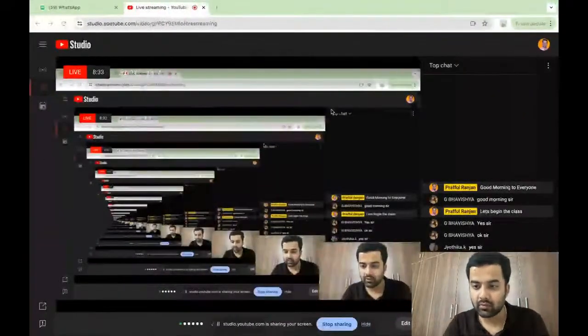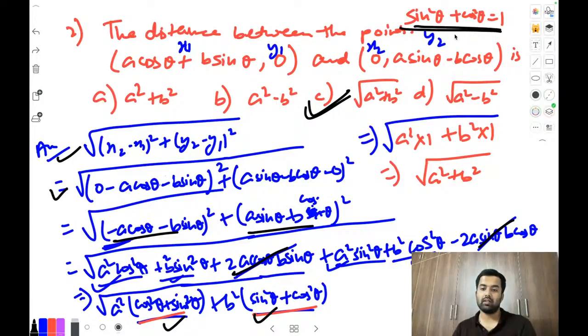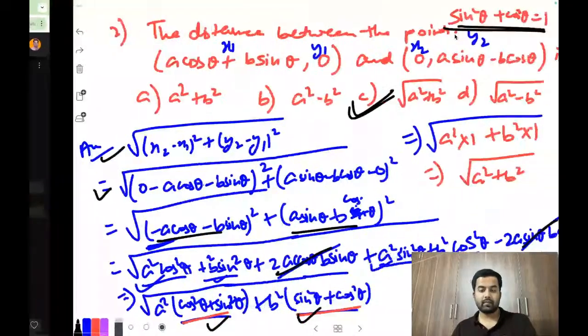Let me check others. Nobody got the answer. Okay, C option. Understood this one? What we did? We just kept in the distance formula. We expanded based on a minus b whole square. This one and this one cancelled out. These two things got cancelled, and we took a square b square common here. And you know sin square plus cos square is 1. We used that and we got the answer. Understood? Everyone?